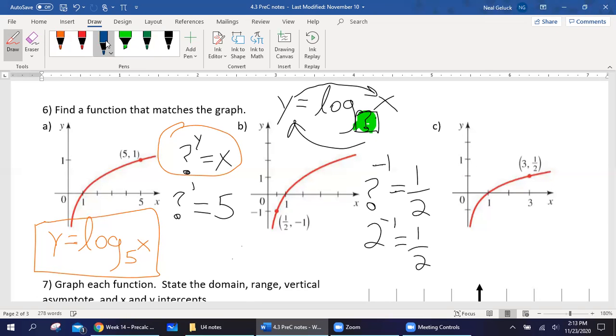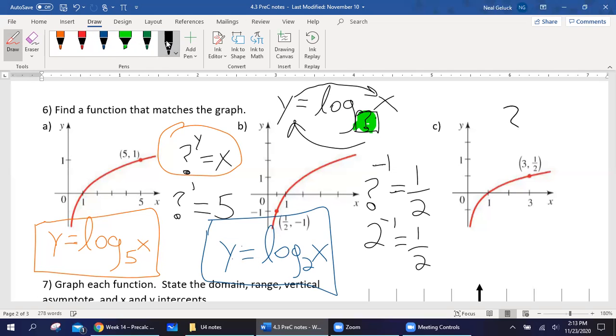This one would be log base 2 of x. And for the last one, again, something to the y, which is a half, equals 3.